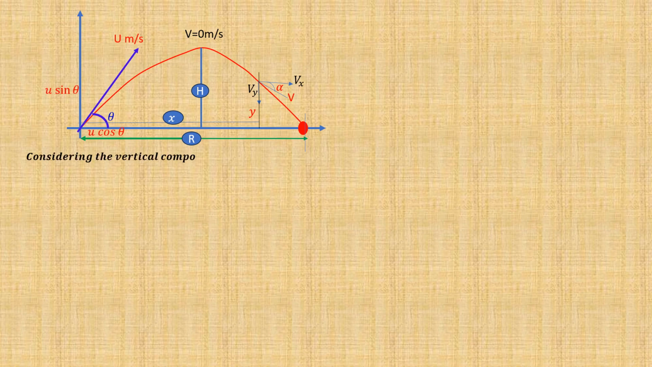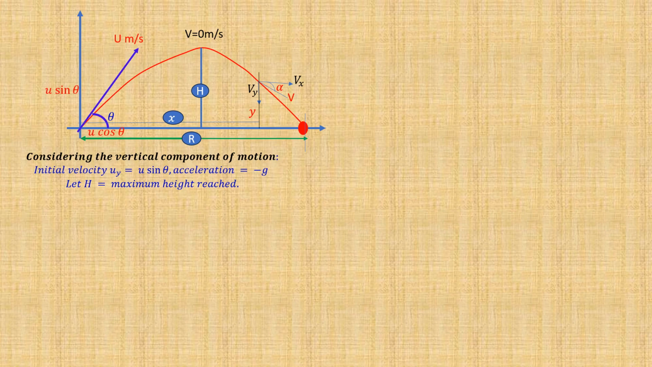So considering the vertical component of motion, we realize that the initial velocity vertically will be u sin theta, and acceleration will be negative g, which is negative g meters per second squared. Why is it negative? It's because it is acting against the gravitational pull.